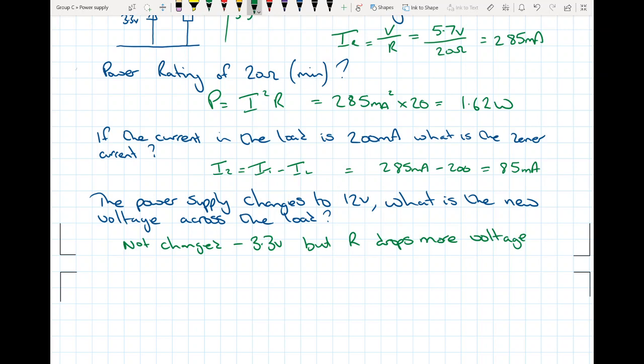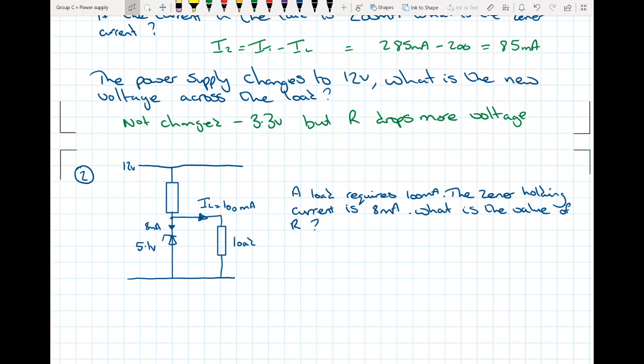Okay, so our new circuit here: 100 milliamps through the load, 5.1 volt Zener diode, and an 8 milliamp holding current. That's the current required to keep the Zener diode on. What is the value of R?